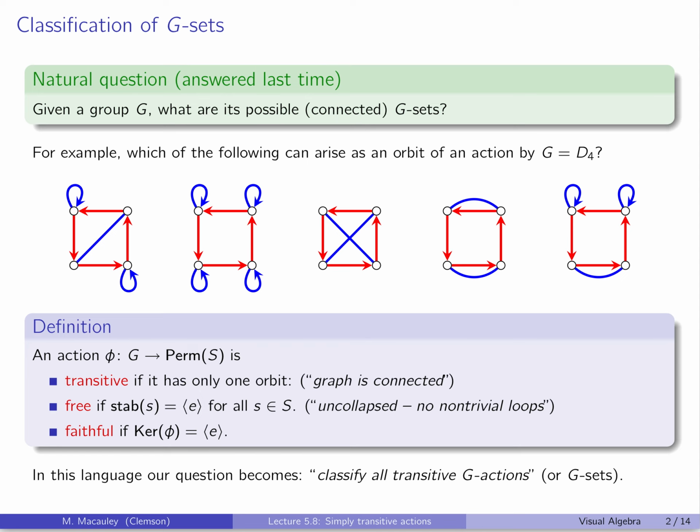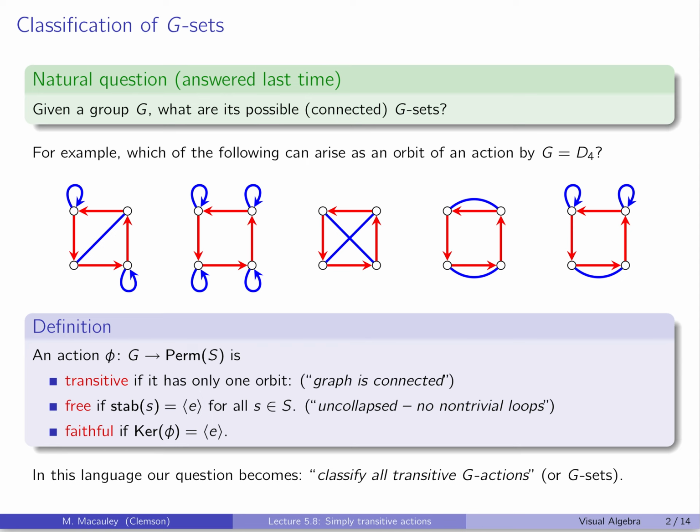It's also worth defining what a faithful action is. That just means that the entire kernel is trivial. And that's a weaker condition than a free action, because remember, the kernel is the intersection of all the stabilizers. So if all of these are trivial, then the kernel is certainly trivial as well, but you can definitely have a trivial kernel where some of the stabilizers are not trivial.